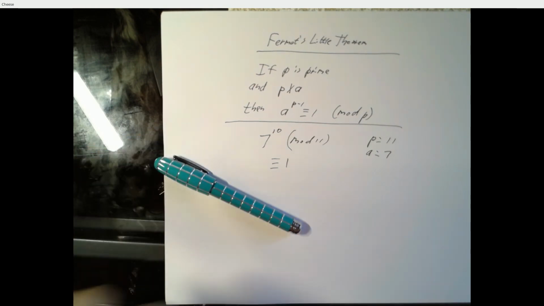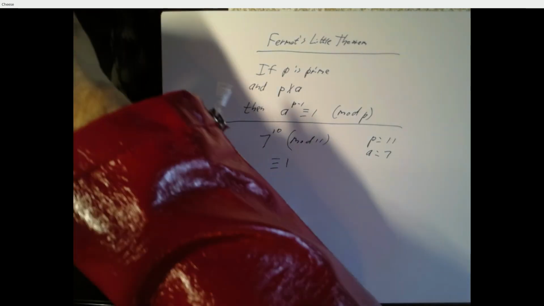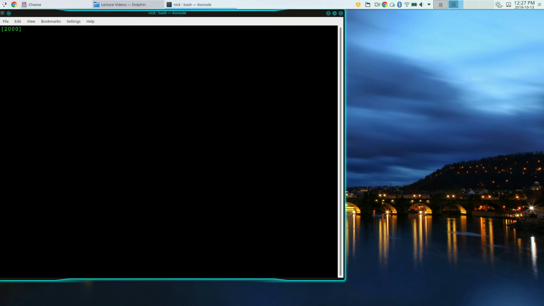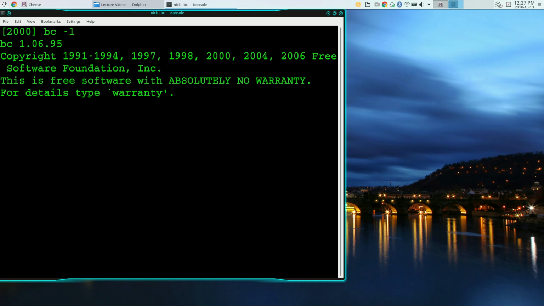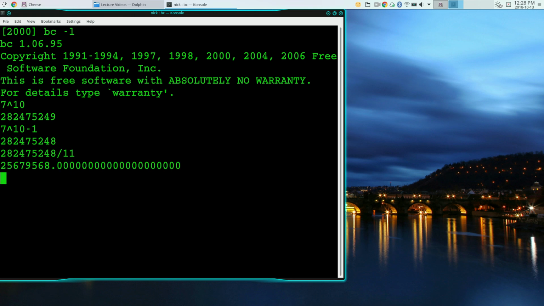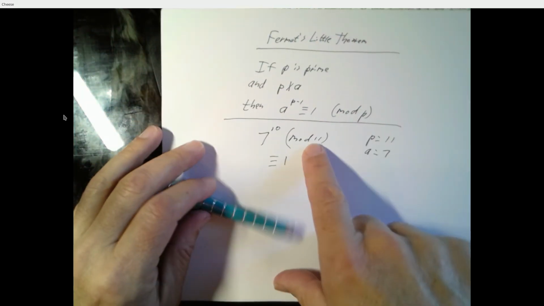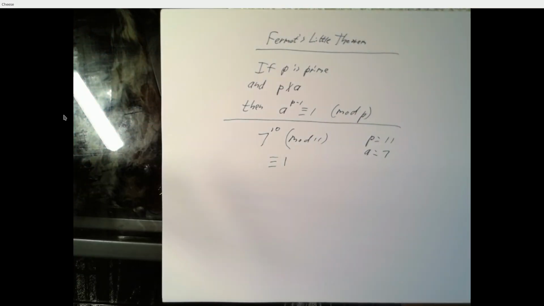And that's pretty easy to confirm, right? If we use the bc command in Unix, we can say what is 7 to the 10th, and it's this big long number, and we can say 7 to the 10th minus 1 is this number, and if we take this number and we divide it by 11, it's exactly a multiple of 11, which means that the number that's one more, 7 to the 10th itself, is one more than a multiple of 11, so it's congruent to 1 modulo 11. So we'll play with Fermat's little theorem in class.